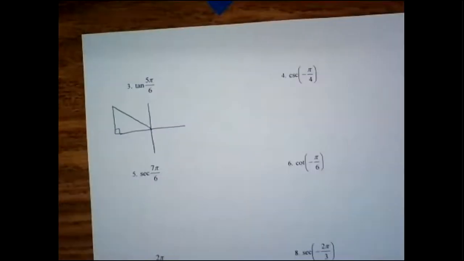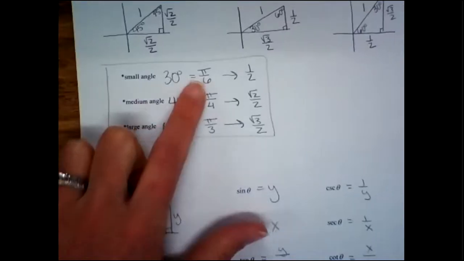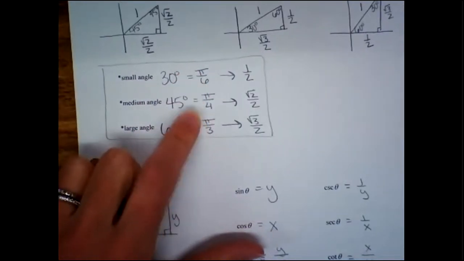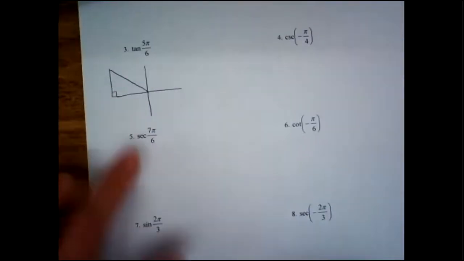Quadrant 2. Now the radians are easier. Your reference angle is either pi over 6, pi over 4, or pi over 3. Those are the only choices, and the denominator will match. So if this says 5 pi over 6, your angle is pi over 6. If it's anything over 4, it's pi over 4. And if it's anything over 3, it's pi over 3. It's just going to match.